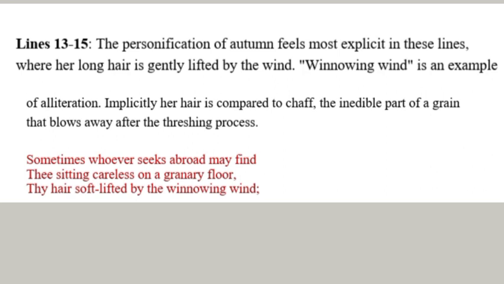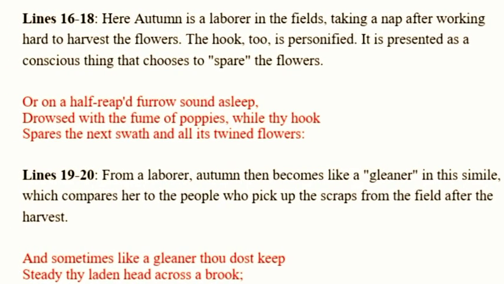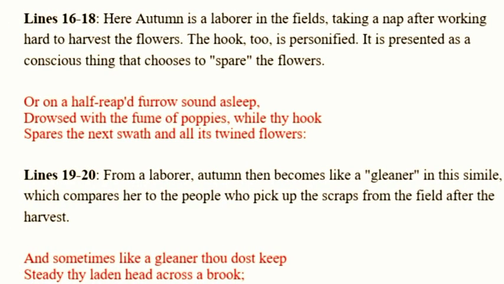See the lines: sometimes whoever seeks abroad may find thee sitting careless on the granary floor, thy hair soft lifted by the winnowing wind. Now look at lines 16 to 18. Here, autumn is a laborer in the field taking a nap after working hard to harvest the flowers. The hook too is personified. It is presented as a conscious thing that chooses to spare the swath of flowers. Look at the lines: or on a half-reaped furrow sound asleep, drowsed with the fume of poppies, while thy hook spares the next swath and all its twined flowers.